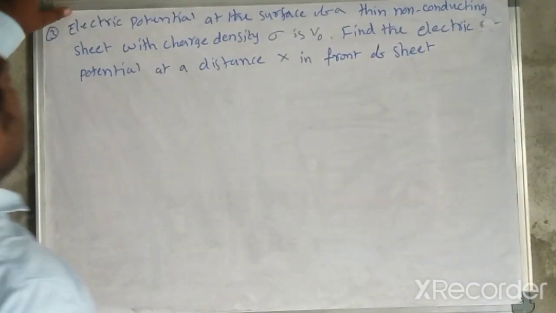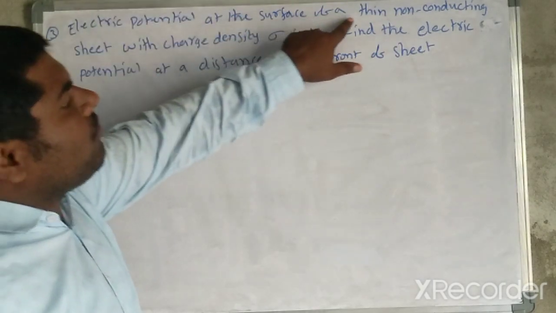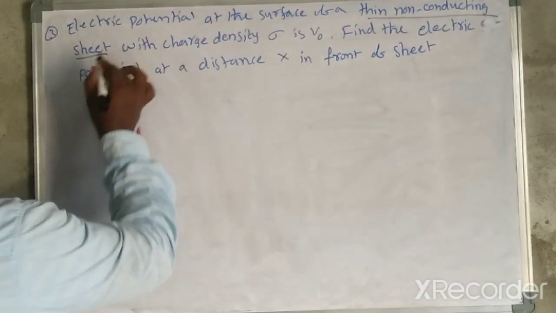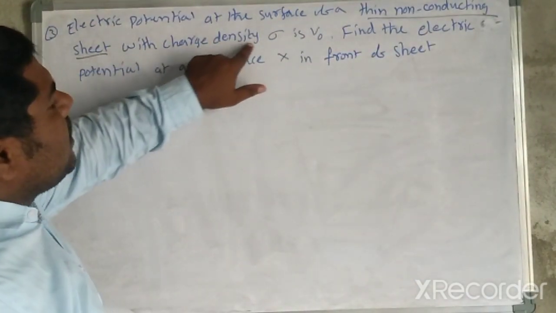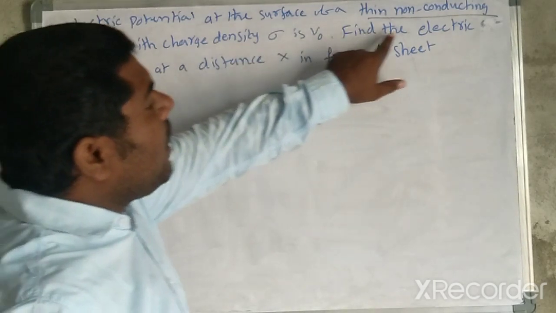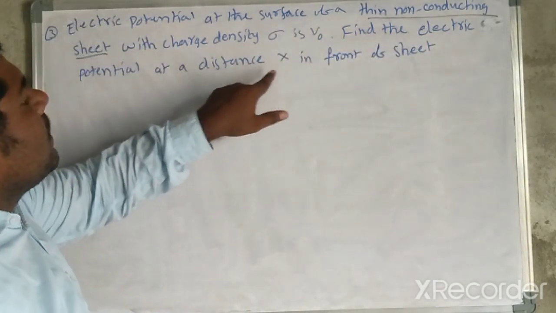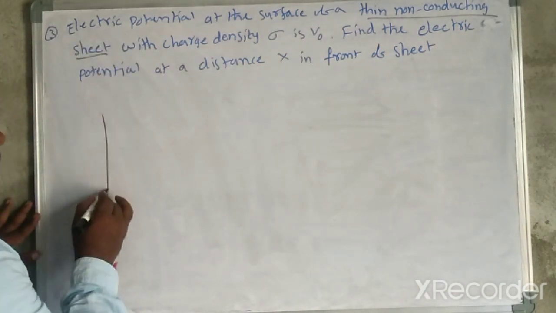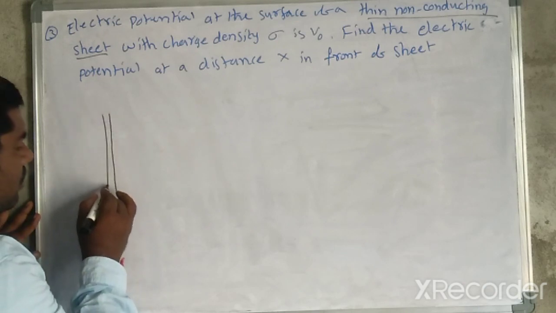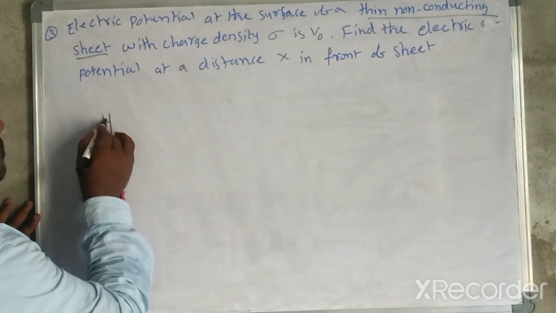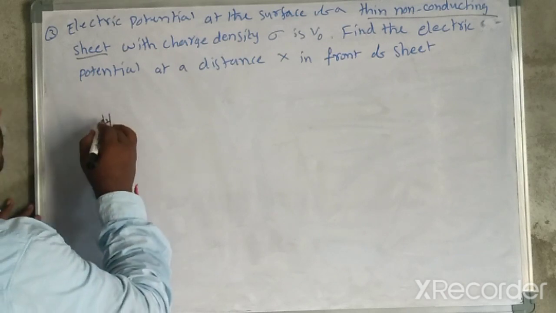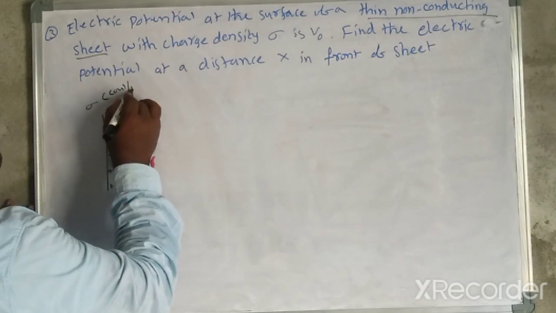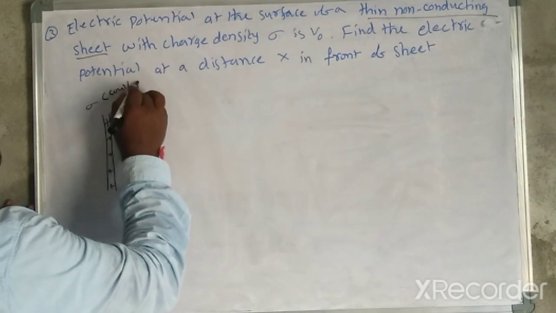Another model, electric potential at the surface of a thin non-conducting sheet. A thin non-conducting sheet with charge density sigma has potential V naught. Find the electric potential at a distance x in front of the sheet. So let us consider a small sheet. We have the positive charge. So this one is the non-conducting sheet. Here the sigma is nothing but coulomb per meter square.